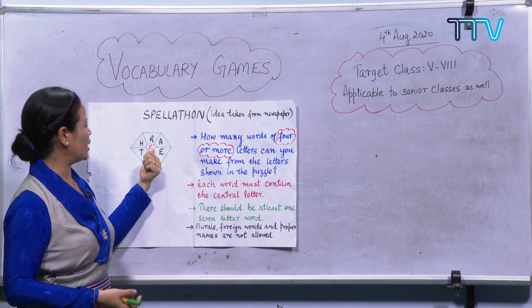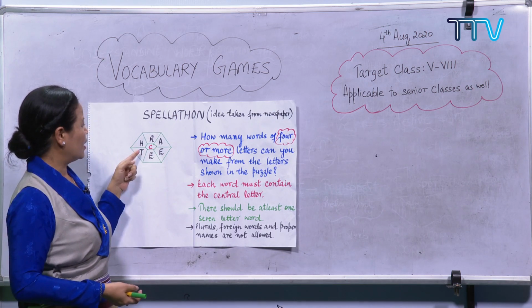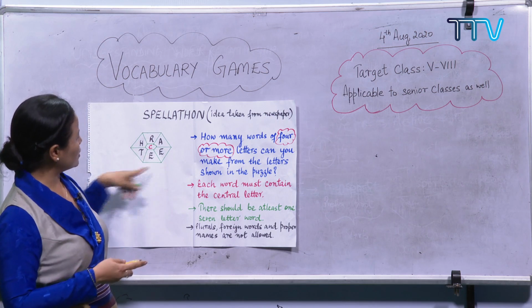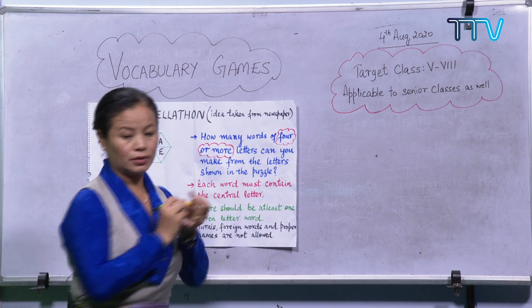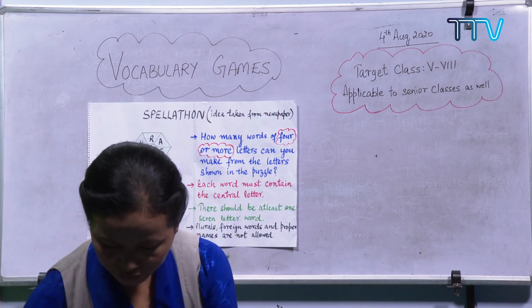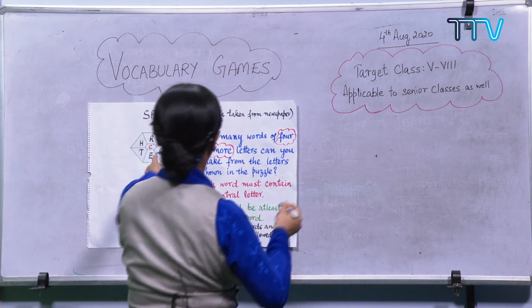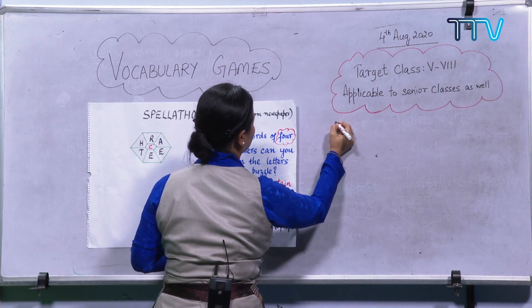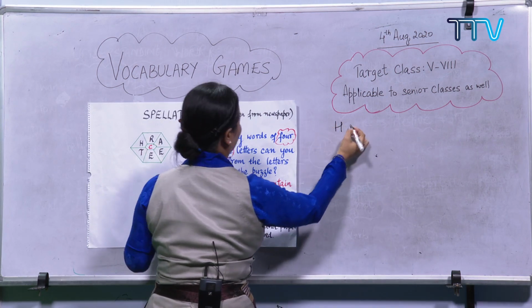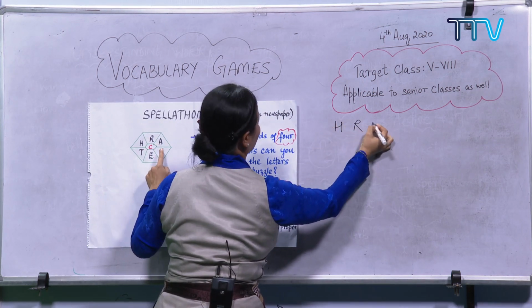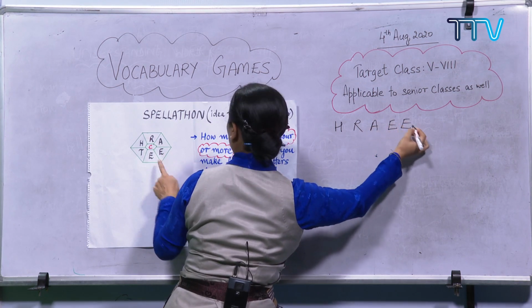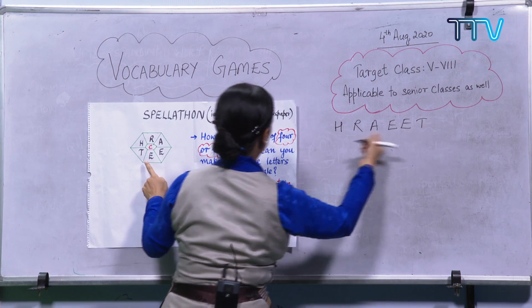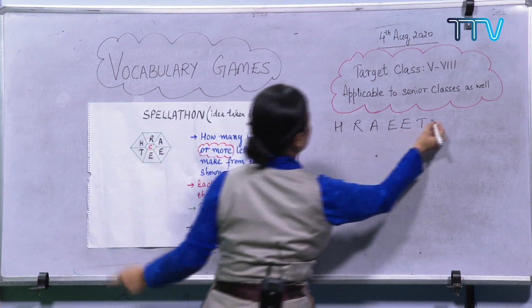See, the central letter should be C. If you can see the letters given here, we have H, then we have R as well, A, E, E, T, and the central letter is C.